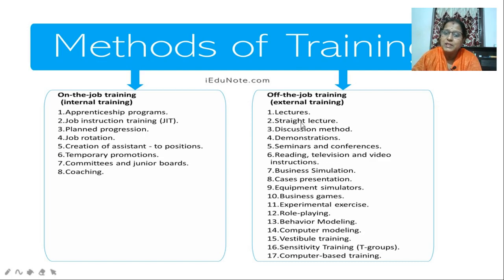Whereas here we have lectures, the lecture method, discussion method, demonstrations, seminars and conferences, reading, television and video instructions, business simulations, case presentations, equipment simulators, business games, experiential exercises, role playing, behavior modeling, computer modeling, vestibular training, sensitivity training, computer-based training, and so on.